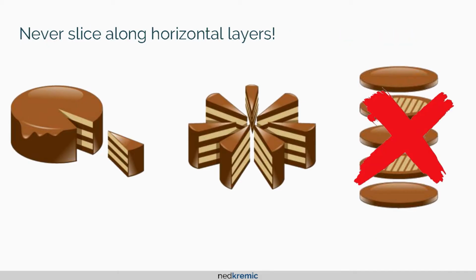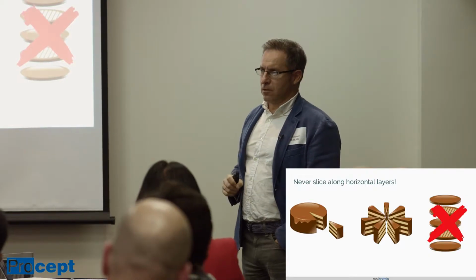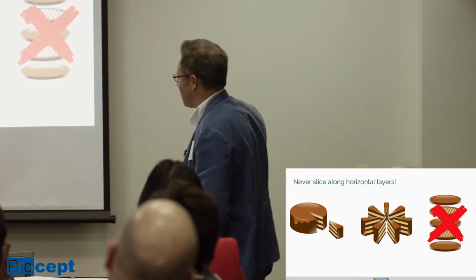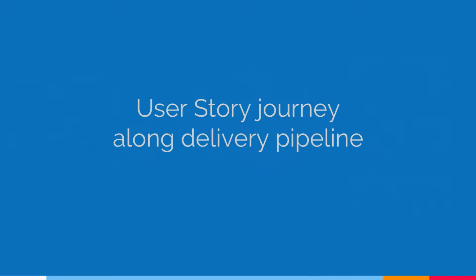Now that you understand this, okay, I said try never to slice horizontally. There are certain situations where horizontal slicing is okay, and I leave it to you to question and answer period. But let's move now to the user story journey along the delivery pipeline.